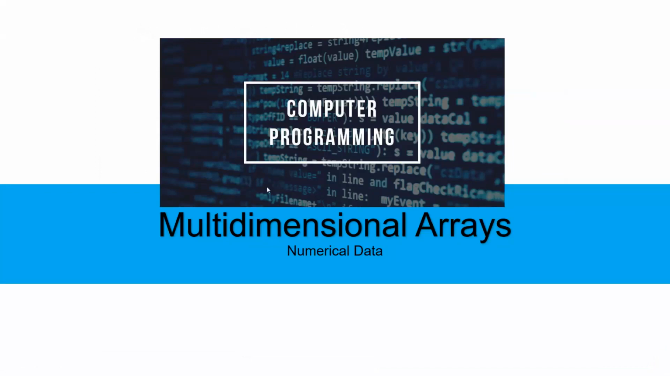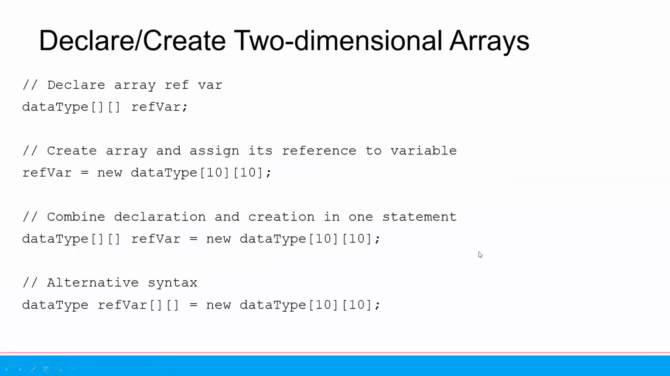In this section, I would like to teach you about the multi-dimensional array. I'm just focusing on numerical data. In a one-dimensional array, we have an array with integer square bracket, let's say list. I want to have an integer array of size 10. We call this a one-dimensional array, because we only have one square bracket.